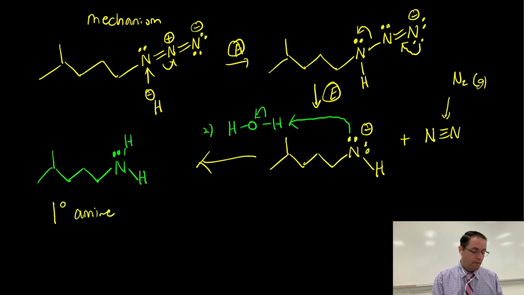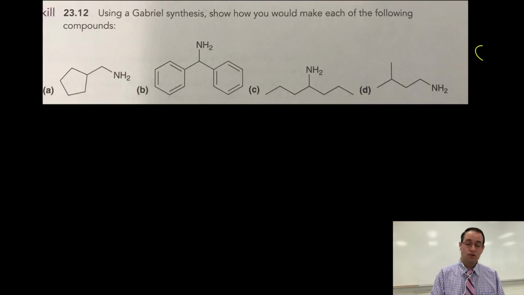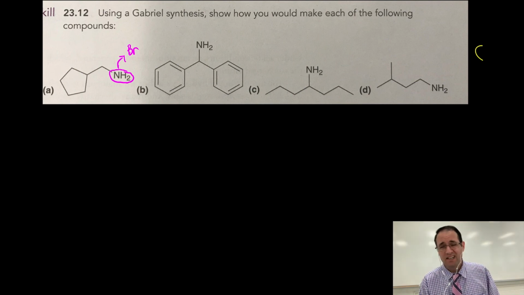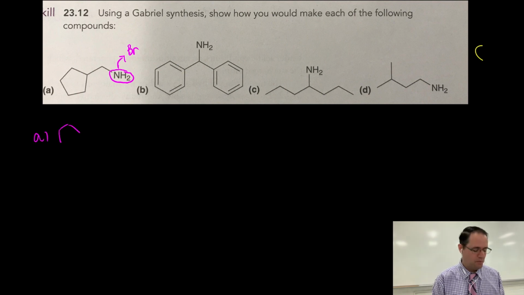In review, primary amines are also formed from sodium azide and primary alkyl halides using the azide synthesis. Problem 12 asks us to use a Gabriel synthesis to synthesize each of the following compounds. So what you first want to do is take the NH2 group here and replace it with a bromine. Bromine is typically a good leaving group. Iodide would be fine. Chloride would be kind of pushing it. So we'll use bromine here, which is in between the two extremes.